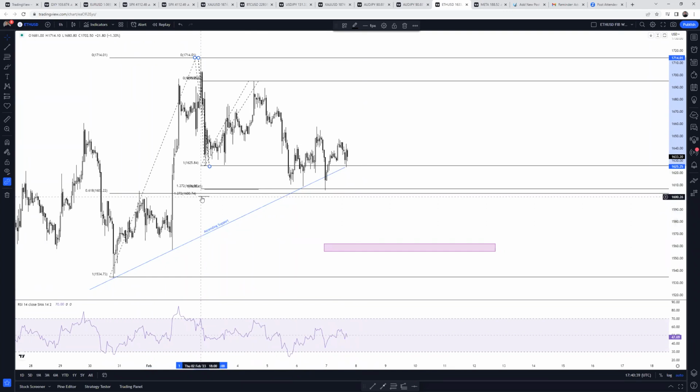1.272% expansion. Remember, the Fibonacci expansion comes from point A to point B, and we drag this back. We also have a Fibonacci extension of 1.272% taken from this low here to this lower high here, and that gives us this point here.